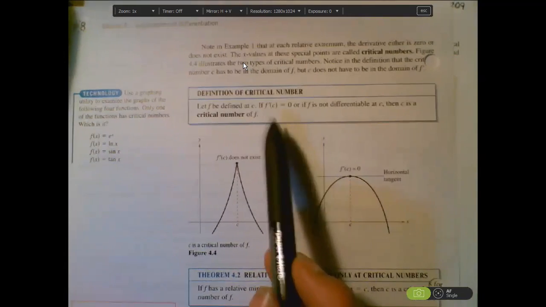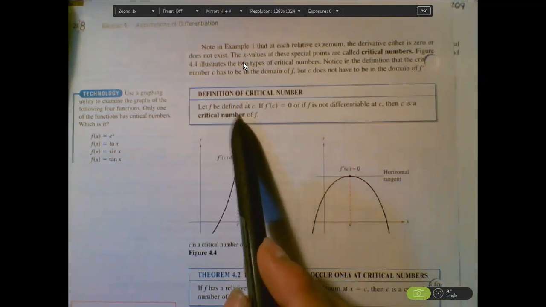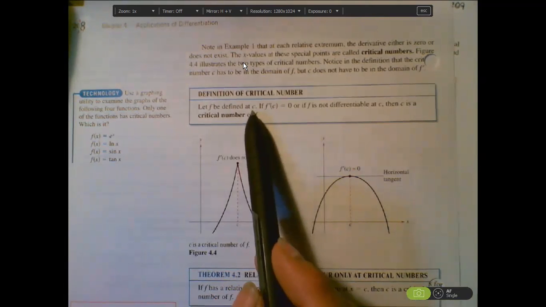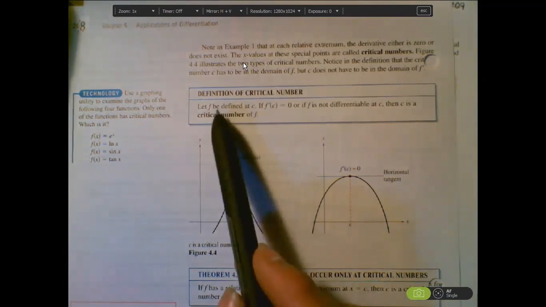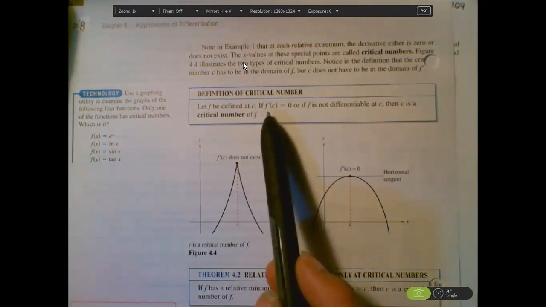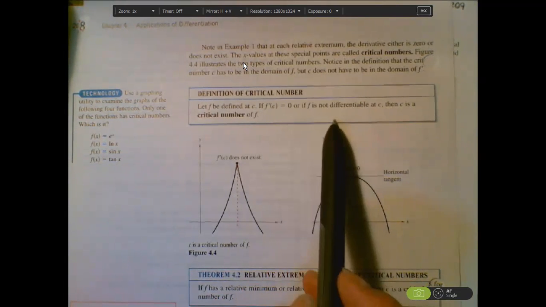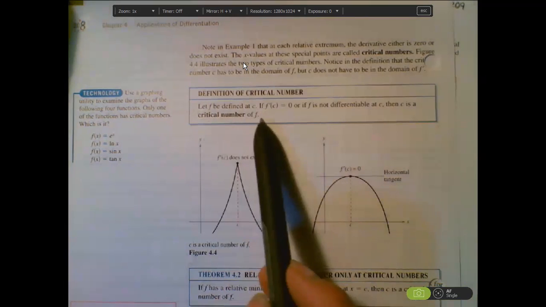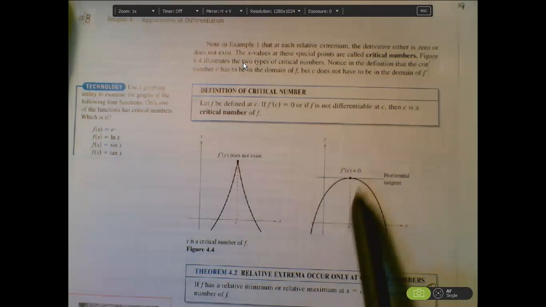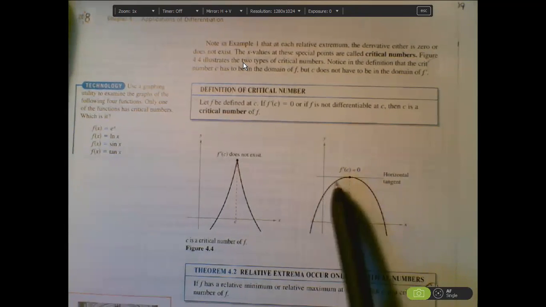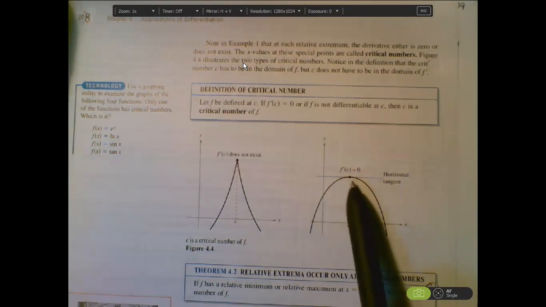And the definition of a critical number, the important thing about this definition is that in order to be a critical number, the function has to be defined at C. If a function's not defined at C, then C can't be a critical number. But if a function is defined at C, then if the derivative is 0 or undefined at C, then C is a critical number of the function. Now, here you couldn't say C is a critical number because the function's not defined at sharp turning points. Here you could say C is a critical number because f of C is defined and the derivative is 0.